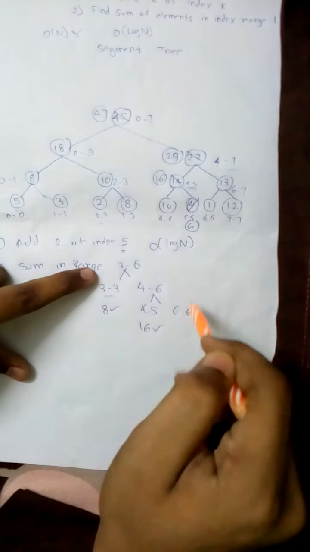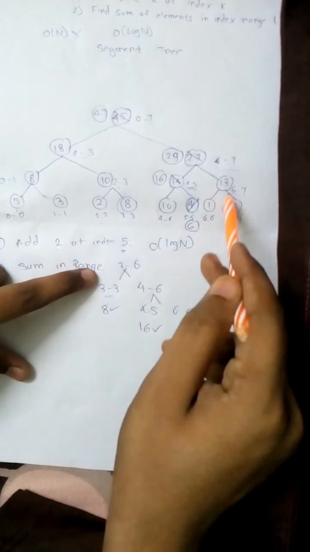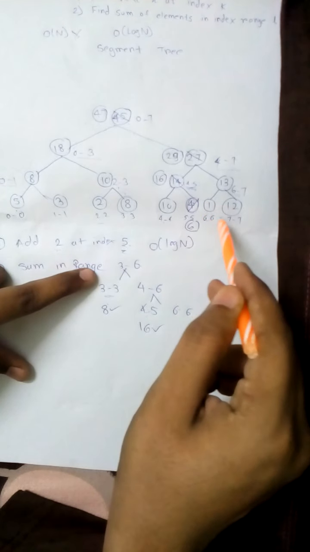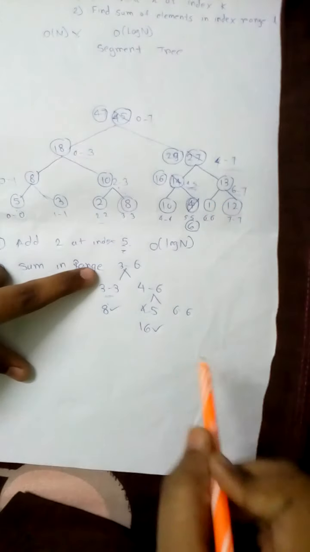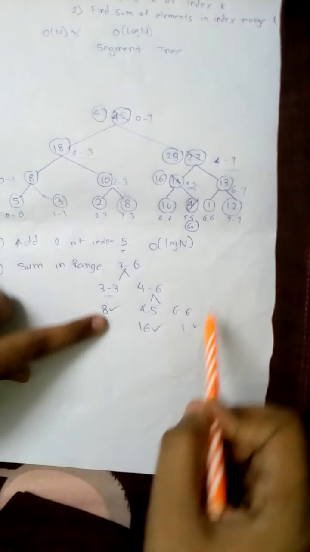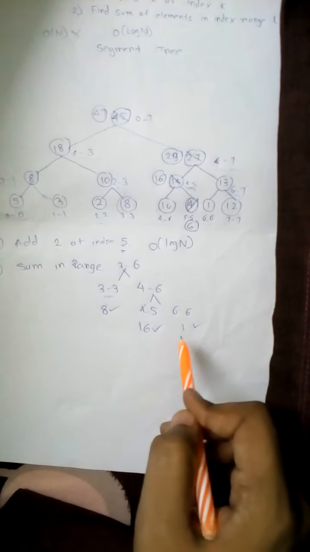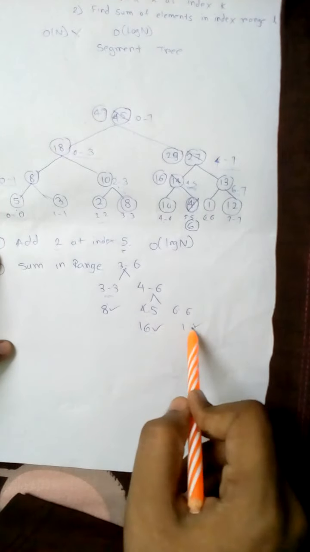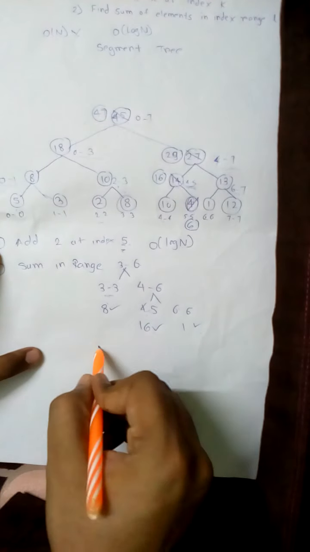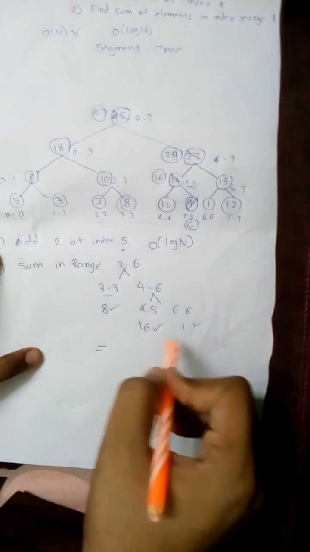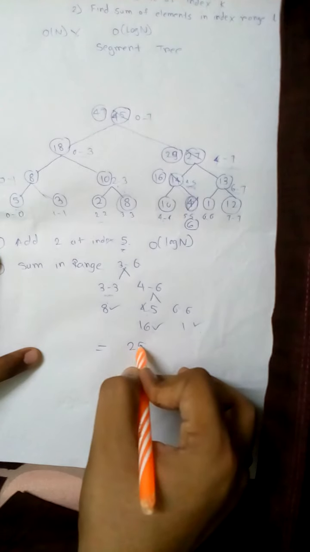6 7 and 6 6 are partially overlapping, so we will go to its children. So 6 to 6 is here, the value stored in that node is 1, so we will return 1 from here. So now we got all the nodes and their values, 8, 16 and 1, so we will return their sum in the end. The value would be 25.